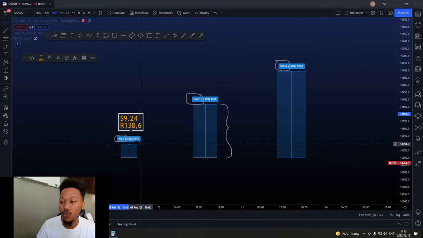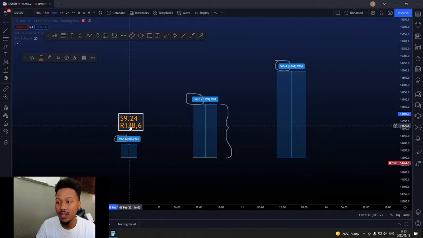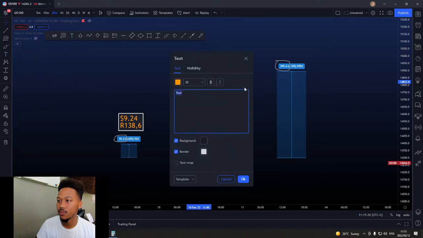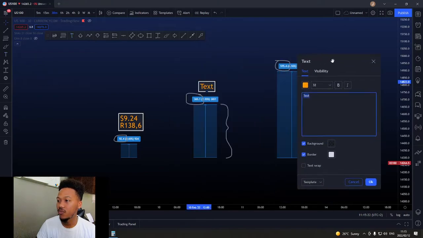On a ZAR account you are risking 138.6 ZAR. Okay, let's go to this example over here as well. Let's see what's happening over here. As we can see, we have 365.1. So we're gonna take the 5 and bring it over, and let's see how much that would be.